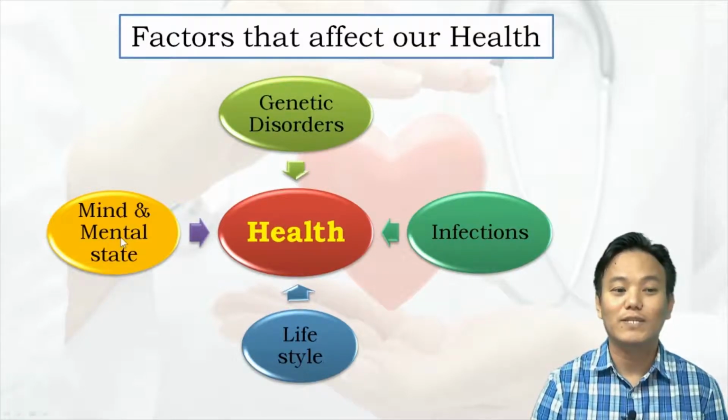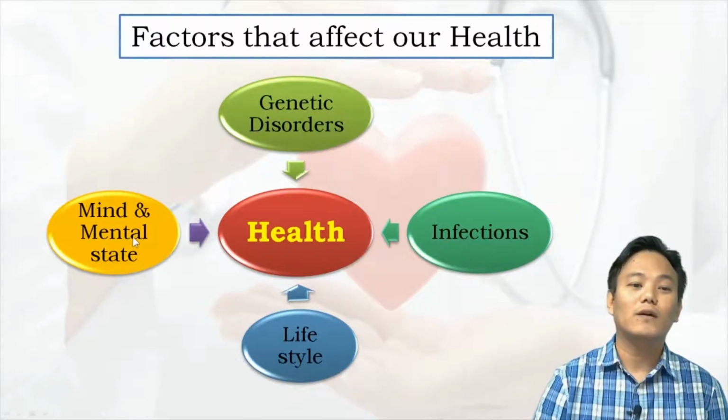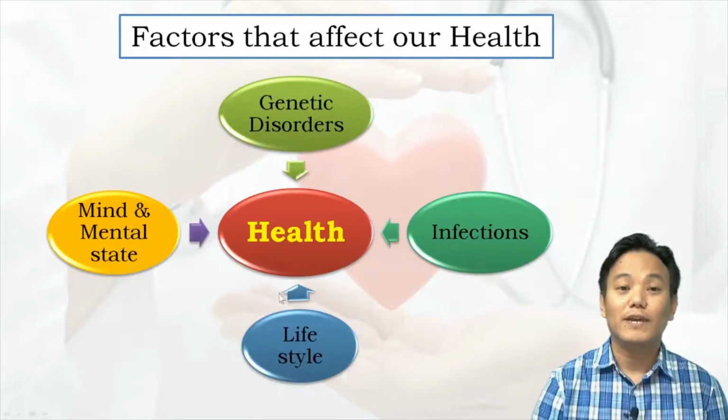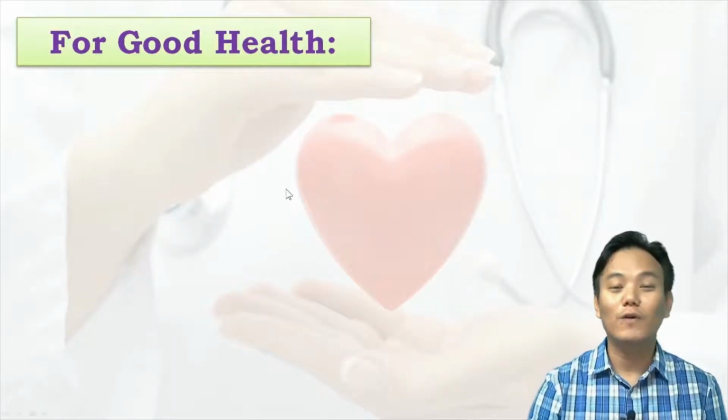And not just that, if you are angry, you are agitated, you are stressed, that means it will release various kinds of hormones, stress hormones, and stress hormones are also bad for your health. Okay, so you have all these factors which affect our health. What are the things that you should do for good health?